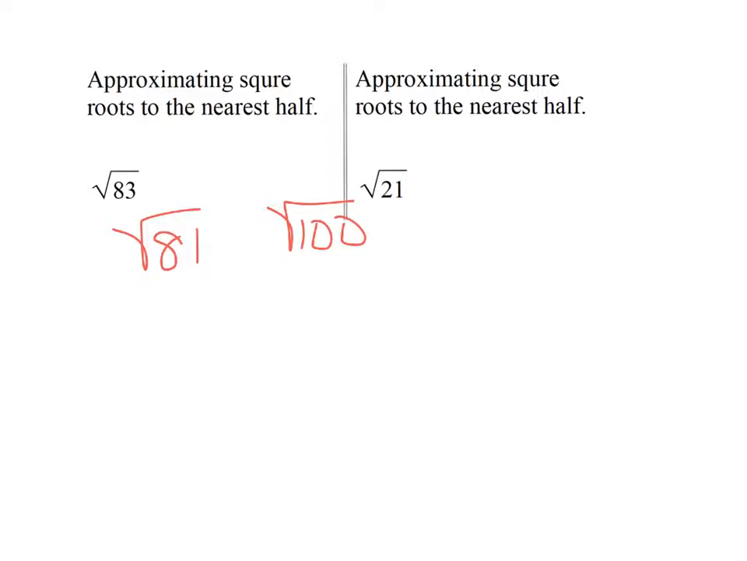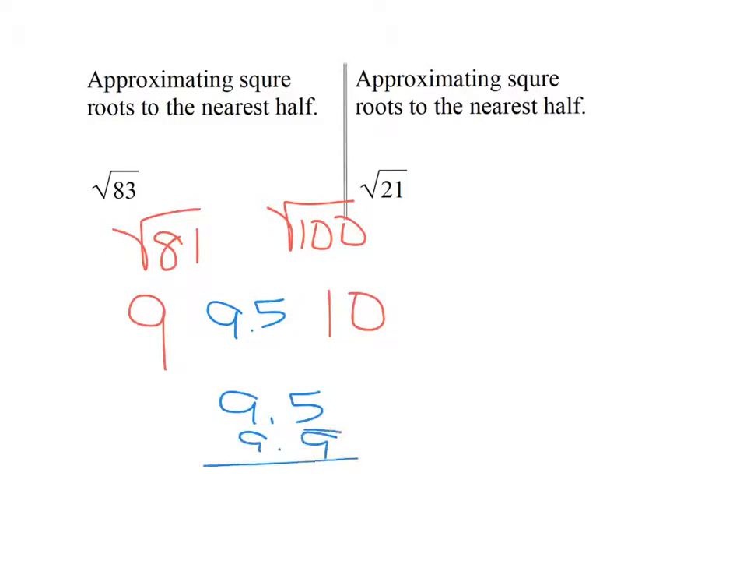So now I know it could be closest to 9, it could be closest to 10, but there's a midpoint between those. It could also be closest to 9.5. I need to decide which one it's closest to. So first thing I want to do is figure out what's 9.5 times 9.5. So I need to do that algorithm real fast. I didn't give myself a whole lot of room.